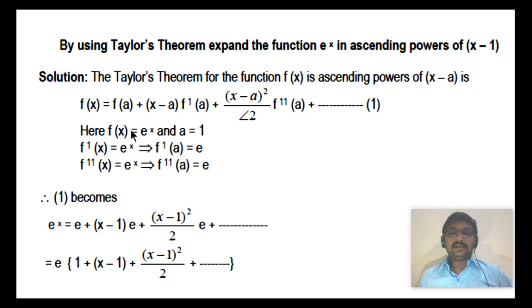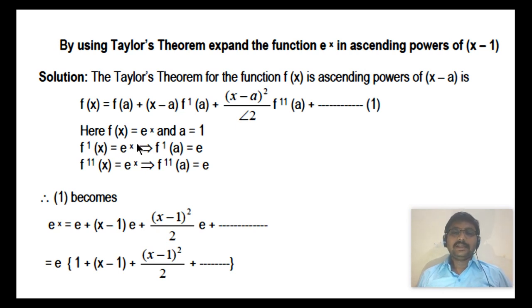Now we will find the successive derivatives of f of x with respect to x. E power x derivative is as it is, e power x. f double dash of x is also e power x. f triple dash of x is also e power x, because the successive derivatives of e power x are always e power x. And we have a equal to 1 here because x minus 1 is compared with x minus a. The a value is 1 here.